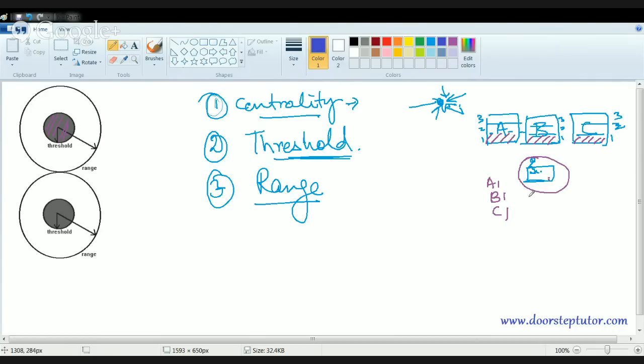Now the next is the range. Range is the maximum distance the consumer is willing to travel to procure the product. So I can say A1, A2, and A3, similarly B1, B2, and B3, and C1, C2, and C3 can all go and procure fruits from the shop. So that is the maximum range or the maximum distance that is served. So you have the range here.